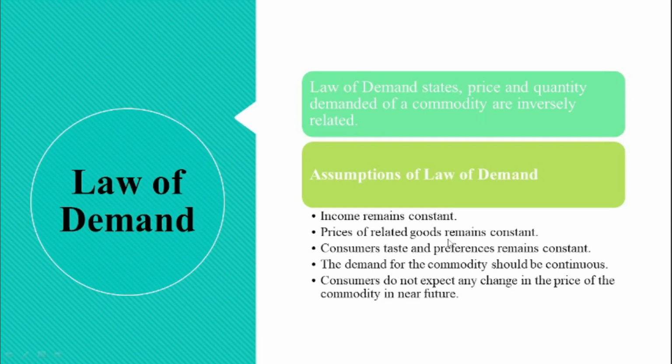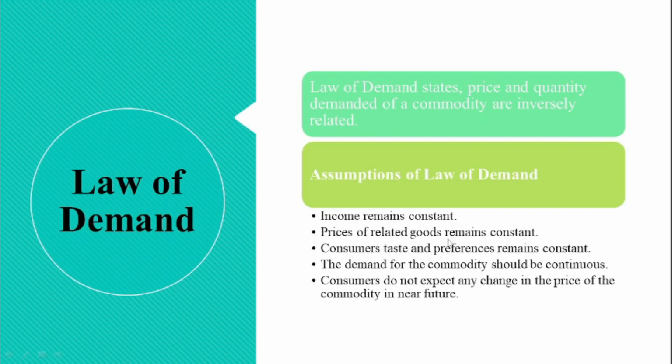These other things are nothing but the determinants of the demand, which we have already discussed in the market demand function. What are the determinants? Once again, let me quickly go through it. First is the income of the consumer. Second is the price of the related goods. Then the consumer taste and preferences.